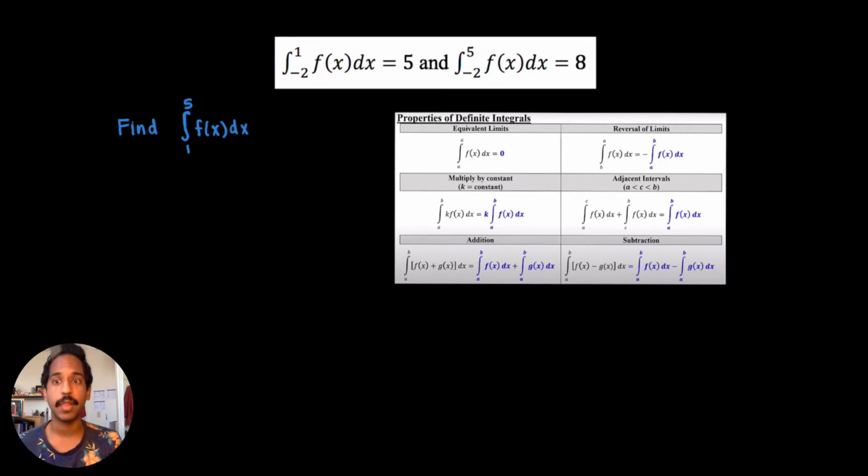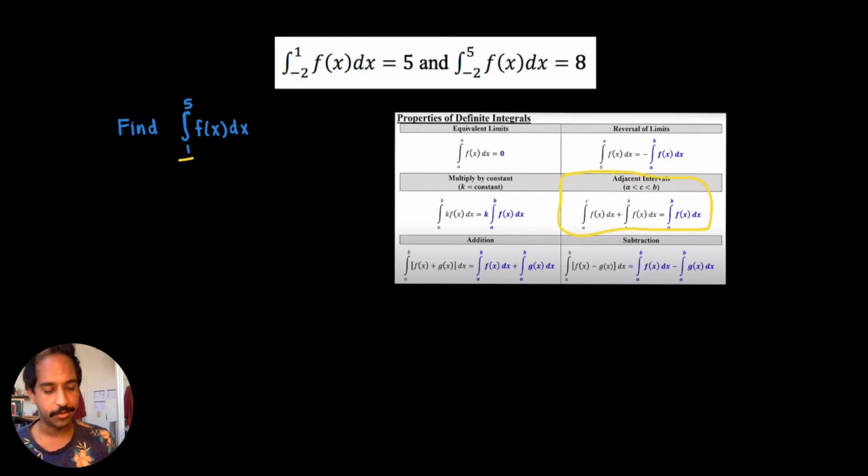Now, we need to apply some of the rules that we know. The problem is, I don't see 1 to 5, right? But I see negative 2 to 1, and I see negative 2 to 5. That makes me think that I'm going to have to use something where this 1 to 5 will be in the middle of negative 2 and 1, and then 1 to 5 will give us that whole thing, negative 2 to 5. That reminds me of the adjacent intervals property of definite integrals, which is this one right here.